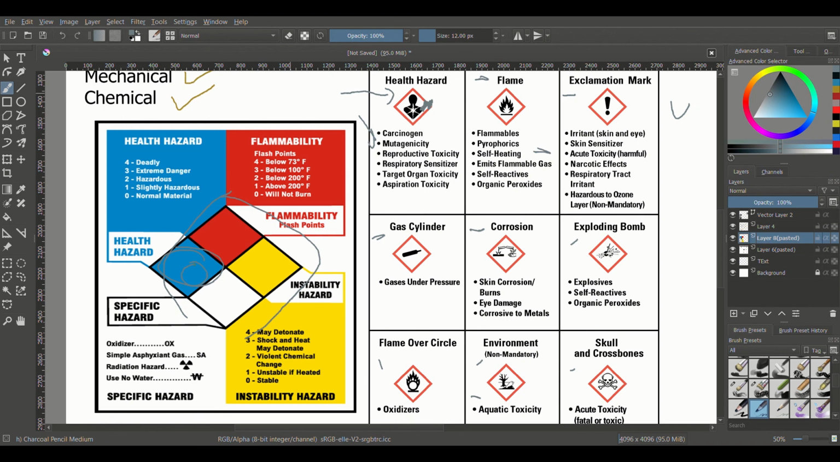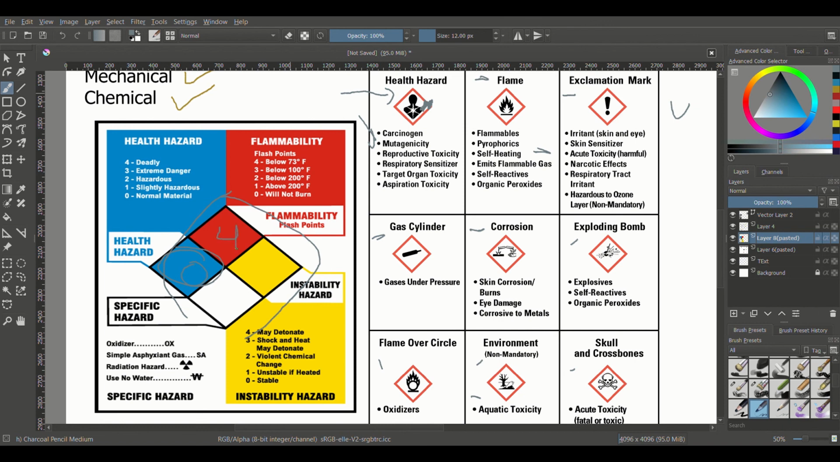So let's go over to flammability. Kind of the same thing. At 0, it won't burn. If you get to 4, it'll actually have a flash point under 73 degrees Fahrenheit, so it will tend to catch fire at kind of room temperature.